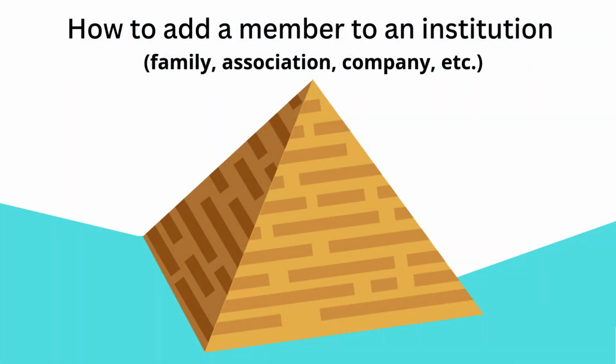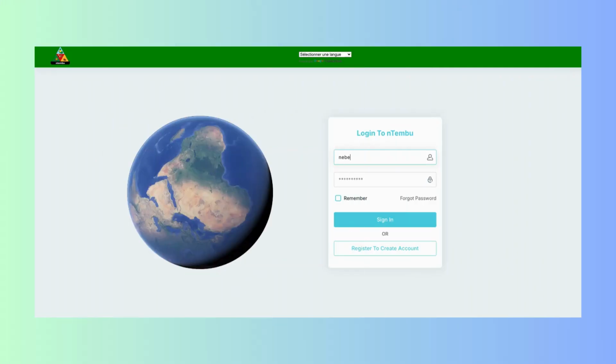In this video you are going to learn how to add a member to an institution. First, the person in charge of the institution must log in to the nTembu platform using the institution's email address as the username and the password.